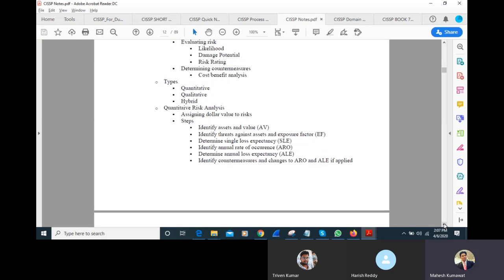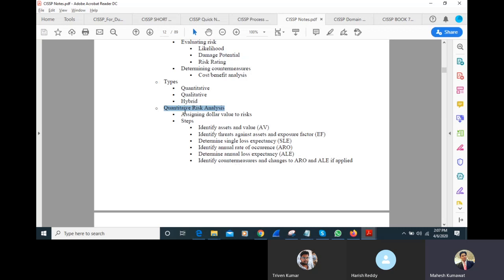So quantitative risk analysis is basically assigning a dollar value to the risk. Where cost is involved, it is a quantitative risk. We identify assets with value, identify threats against assets and exposure value. We have single loss expectancy, annual rate of occurrence, annualized loss expectancy, and identify the countermeasures.